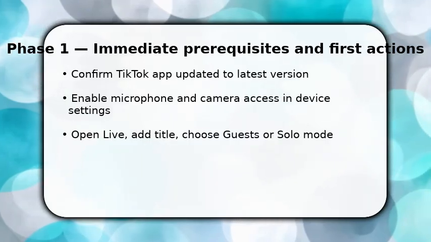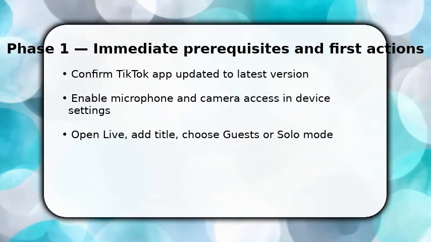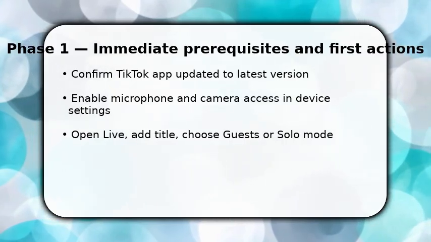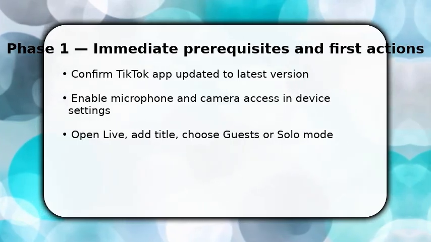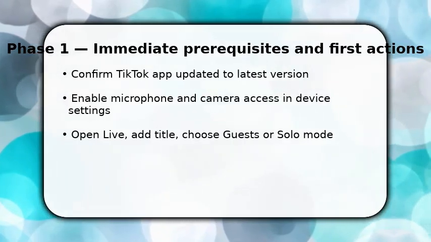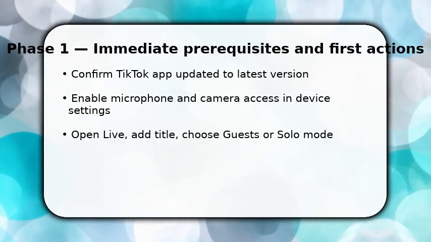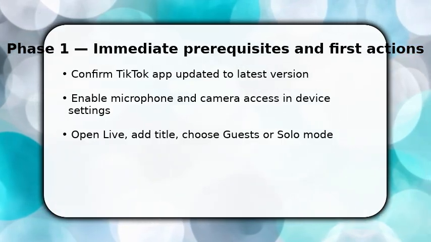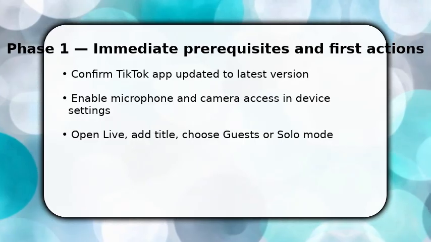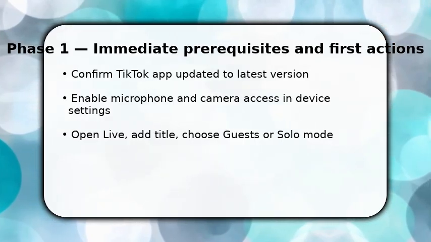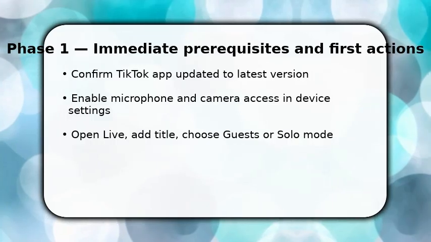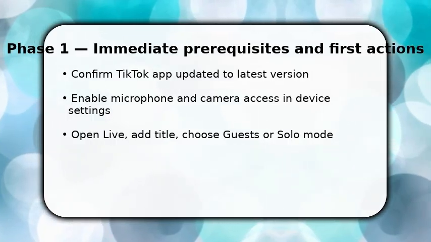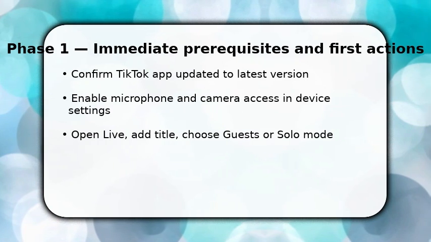You're starting a TikTok live with text-to-speech. Grab your phone and open the latest app version. First, make sure microphone and camera permissions are enabled so audio features work. Tap the plus, swipe to live, then type a clear title and pick your mode, guests or solo, so the interface shows speech options. Once done, glance at the streaming settings for closed captions and speech toggles. These must be on for TTS to appear. Now go live and proceed to the next step.